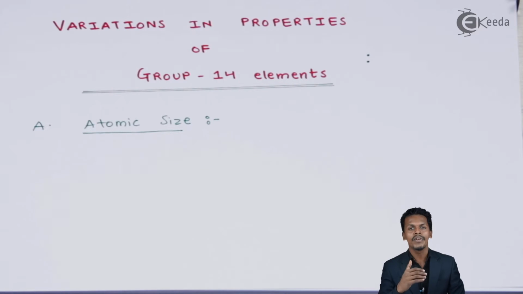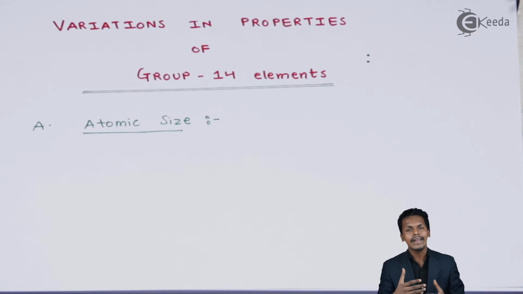If we move from top to bottom along a group, the atomic size goes on increasing. This happens because the number of shells also increases. In our general introduction to group 14 elements we saw that carbon has its outer electrons in the second shell, while silicon has three shells, and it goes on increasing. If the number of shells increases, obviously the atomic size also increases. So this happens in group 14 also.